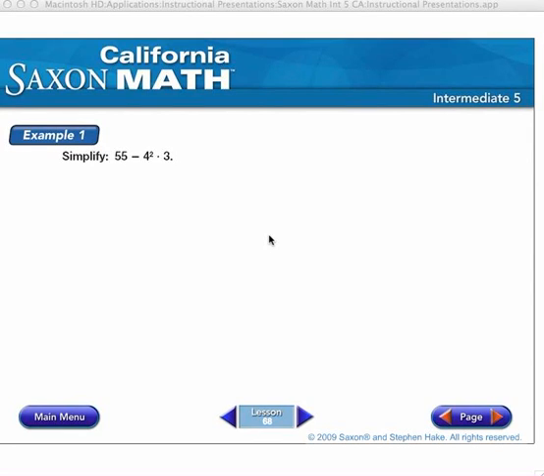Hi everybody, today we're going to be talking about lesson 68, order of operations with exponents. So before we begin, I want to take a quick review of PEMDAS.